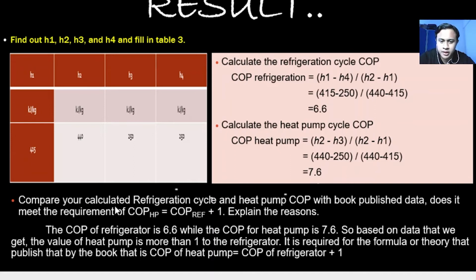So we need to compare our calculated refrigeration cycle and heat pump COP with the published data, and thus it meets the requirement of COP HP equal to COP refrigeration plus 1. And then we need to explain. So the answer is the COP of the refrigerator is 6.6 while the COP for the heat pump is 7.6. So based on the data we get, the value for the heat pump is 1 more than the refrigerator. It is required by the formula or theory published in the book that the COP of the heat pump equals the COP of the refrigerator plus 1.